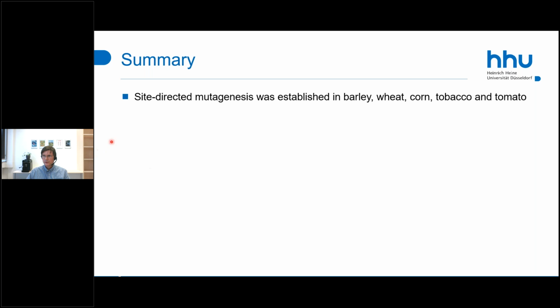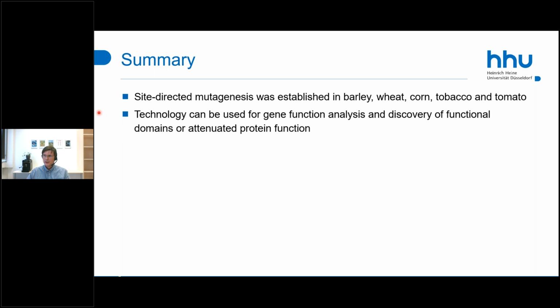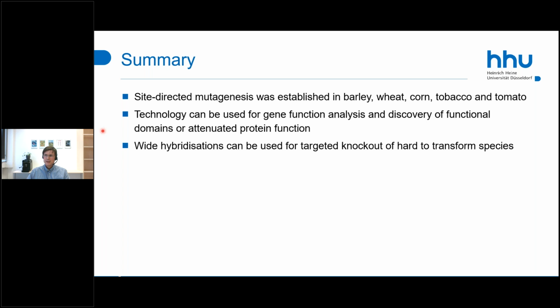So I hope I could convince you that we established site-directed mutagenesis in, I did not show data for all of this here, but we have established it in barley, wheat, corn, tobacco, and tomato. So the technology can be used for gene function analysis and discovery of functional domains, or you can use it for attenuated protein function. So it can be used for targeted knockout of hard to transform species.